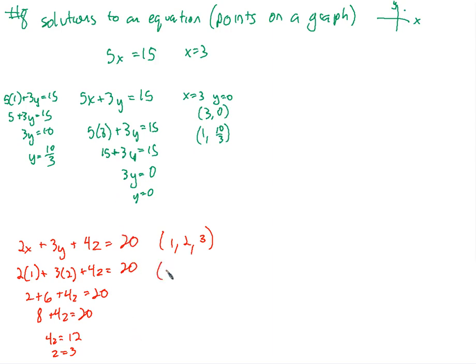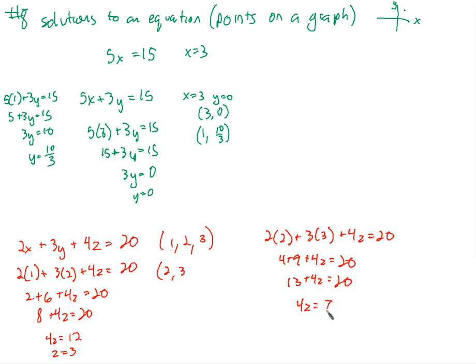If we plug in 2, 3, let's see what'll happen. I'll plug in 2 times 2 plus, we're putting 3 for y, 3 times 3 plus 4z equals 20. We got 4 plus 9 plus 4z equals 20. We got 13 plus 4z equals 20. If we subtract 13 on both sides, we're going to get 4z equals 7, so z equals 7 fourths. So there we go again. There's another solution, okay? It's any values that you plug into these variables that makes the equation true. That's what a solution is.